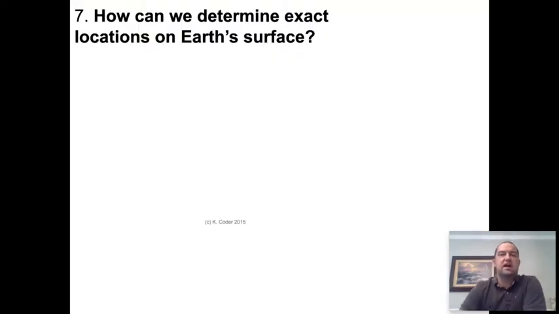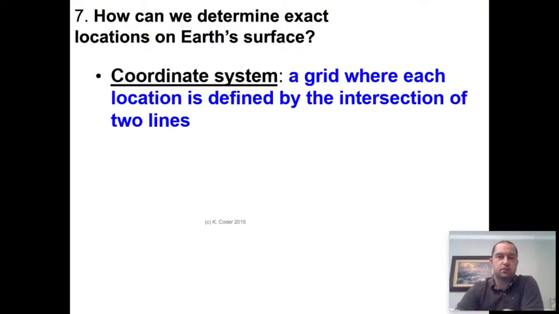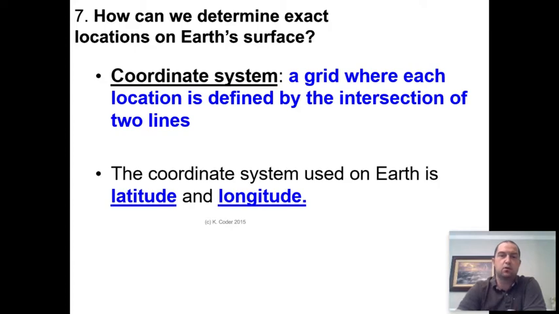So how do we determine the exact locations on the Earth's surface? We use a thing called a coordinate system, and it seems like a bunch of you already know about this. It's a grid where each location is defined by an intersection of two lines. And the coordinate system used on Earth is latitude and longitude. Notice how latitude comes first.